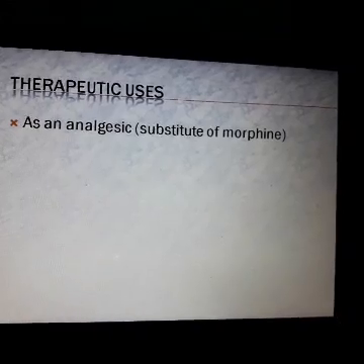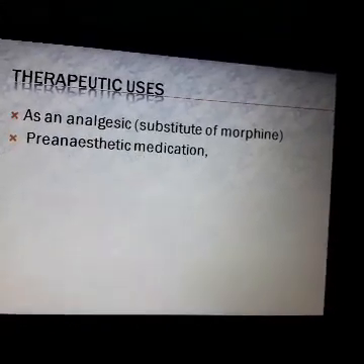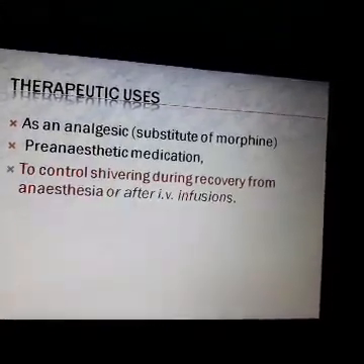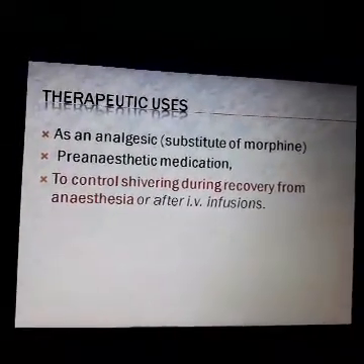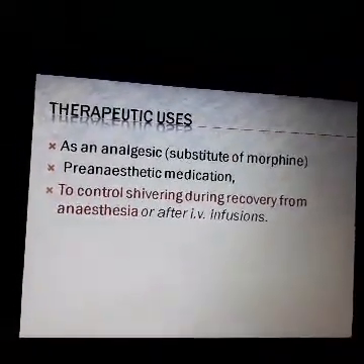So what is the therapeutic use? As an analgesic, it can be used as a substitute for morphine. As pre-anesthetic medication. We can use it to control shivering. This is the specific use of pethidine during recovery from anesthesia or after IV infusion.